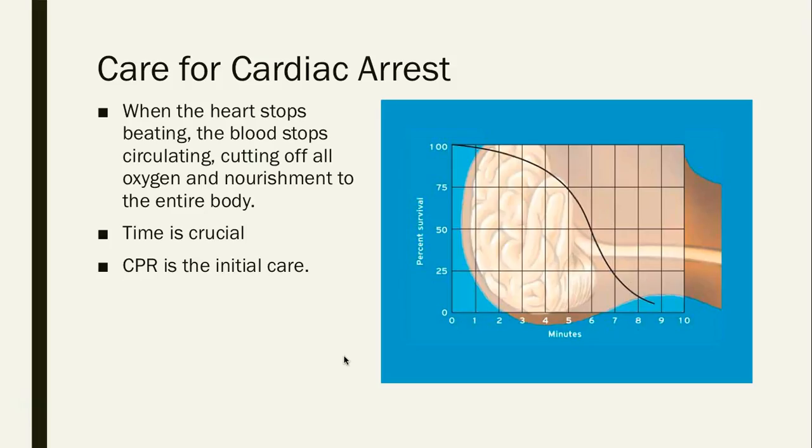All right, so to care for cardiac arrest: when the heart stops beating, the blood stops circulating, cutting off all oxygen and nourishment to the entire body. So when you give compressions, you're forcing the heart to beat. When you blow air into the person's body, you're supplying them with oxygen. Now, it's not pure oxygenated blood, but it is the best they can get at that time. So time is crucial, and CPR is the initial phase of giving cardiac care.